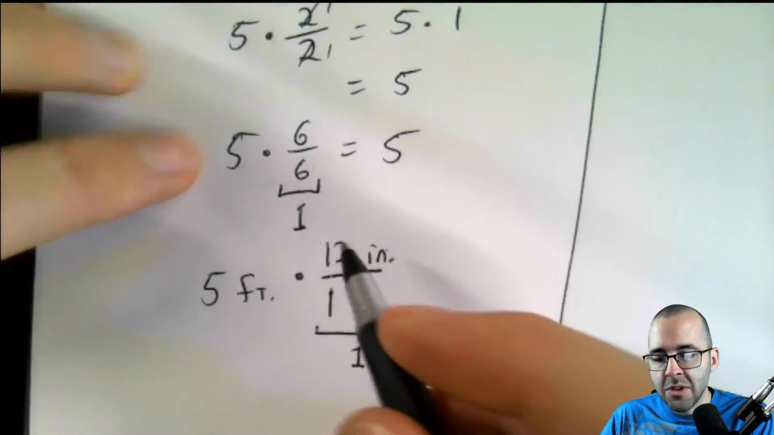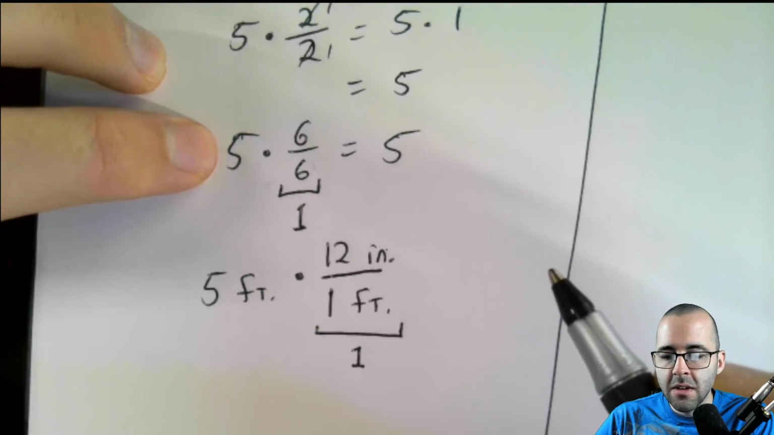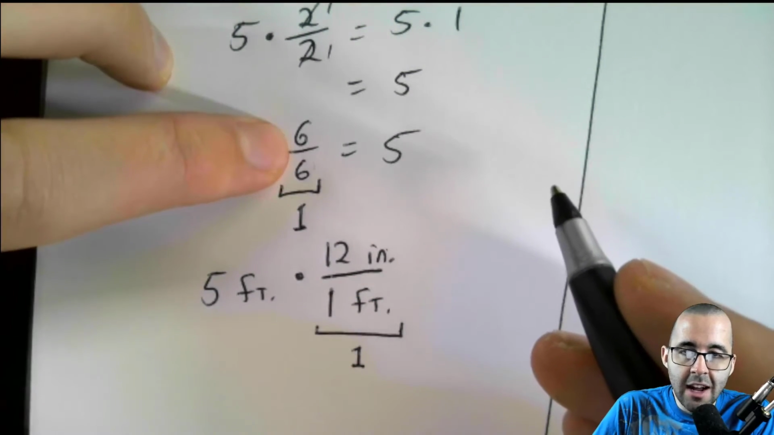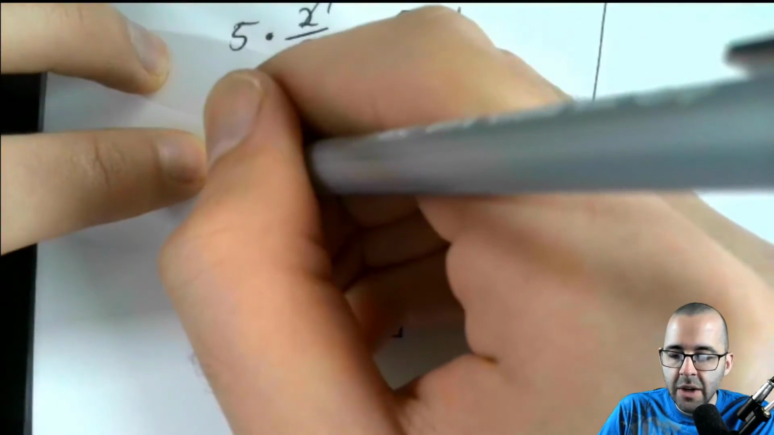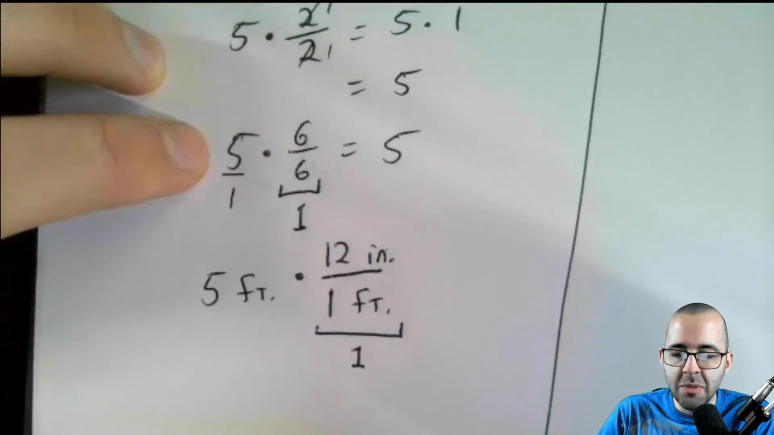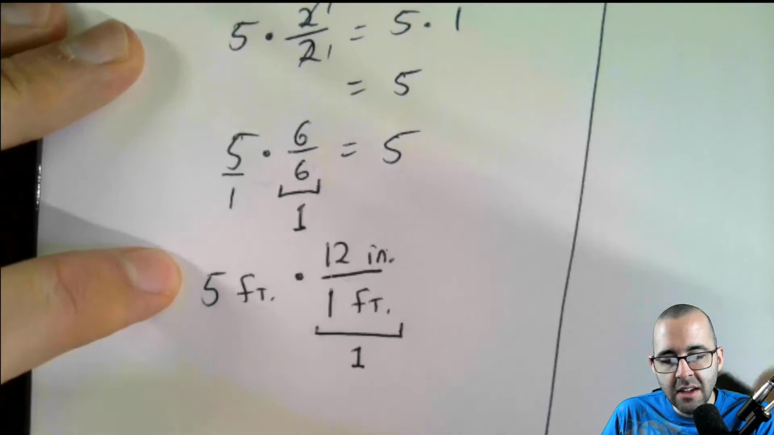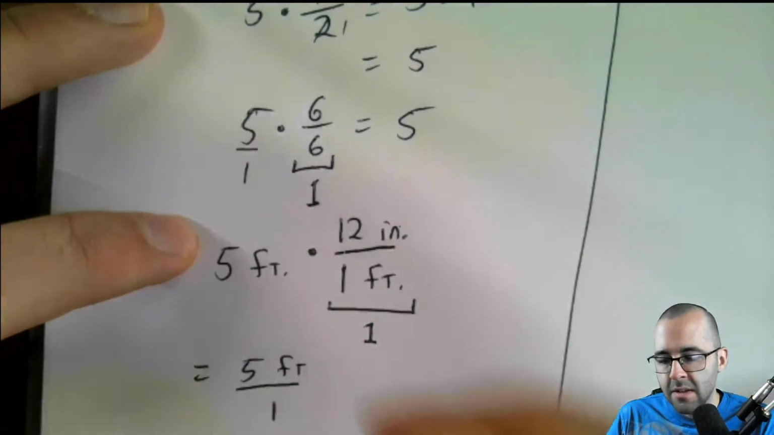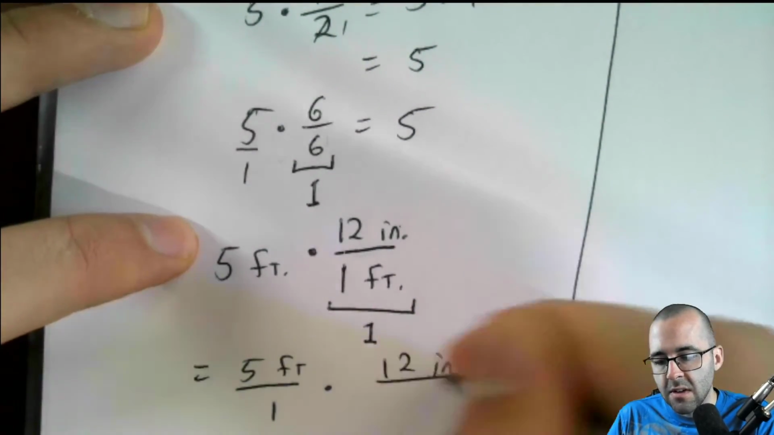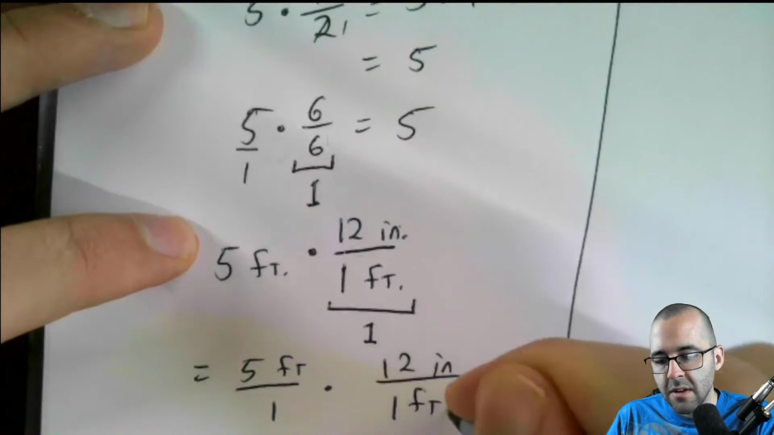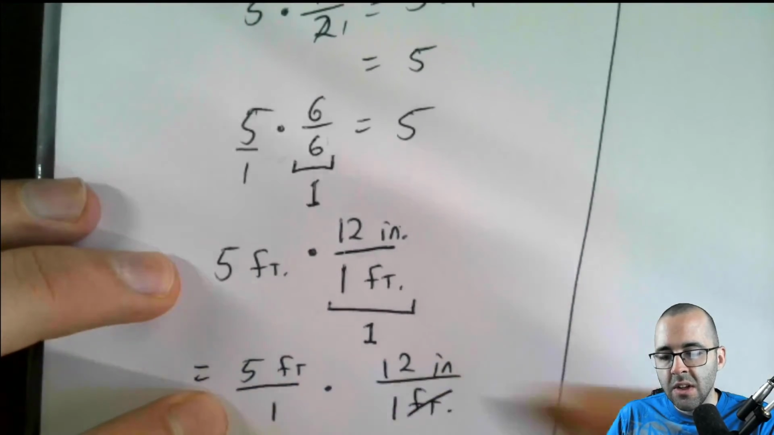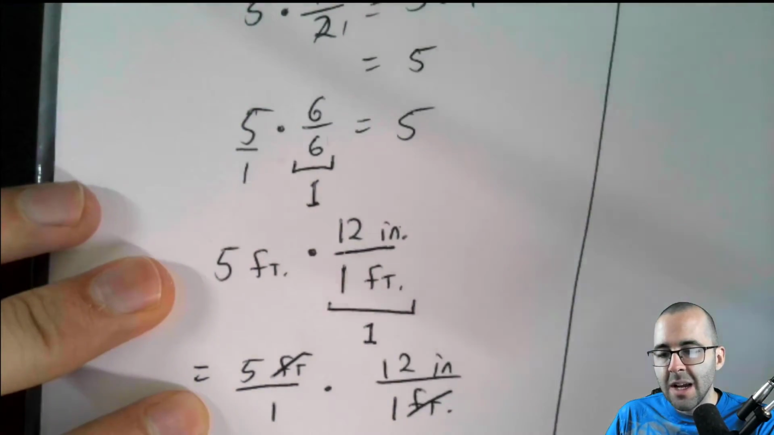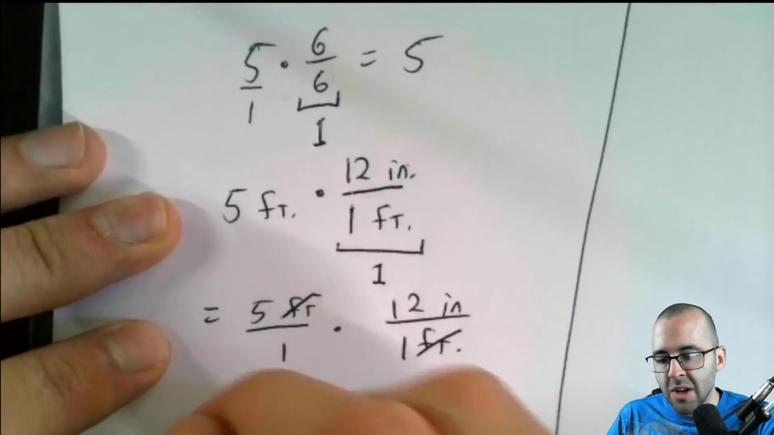Anytime you multiply an integer, which is just a number, well, that's a simplification, an integer just like this times a fraction, we can write this integer as 5 over 1 and then multiply the tops together and multiply the bottoms together. So what this really is over here is 5 feet over 1 times 12 inches over 1 foot. And now the units cancel. So we choose the feet to be in the bottom so that that cancellation happens. And then all we're left with is multiplying the numbers together.